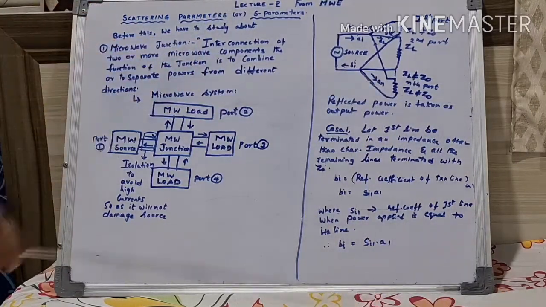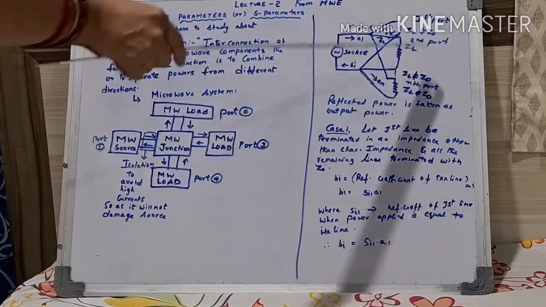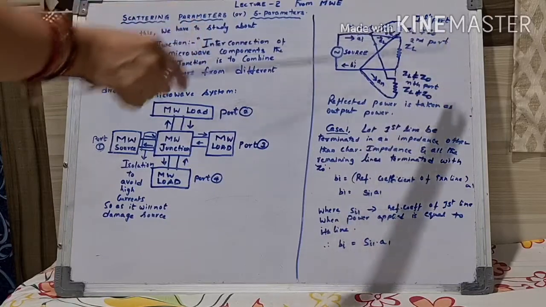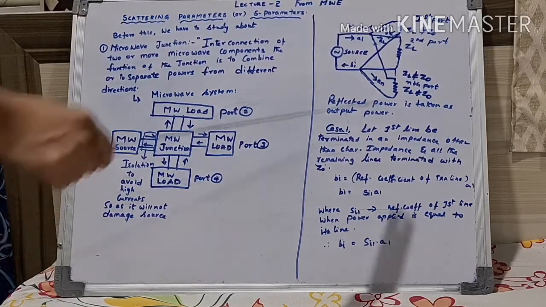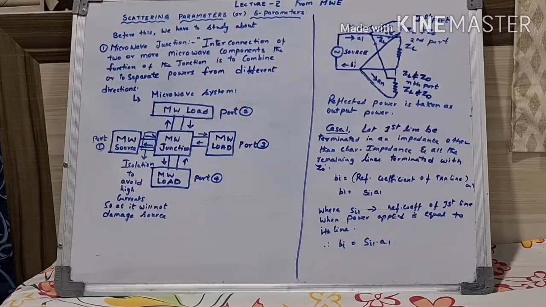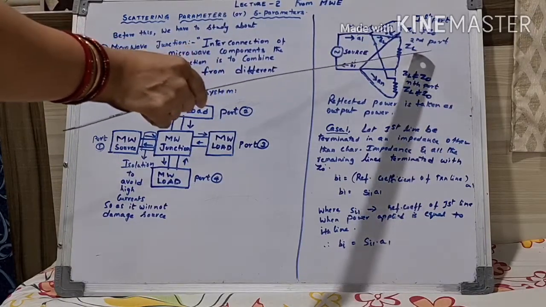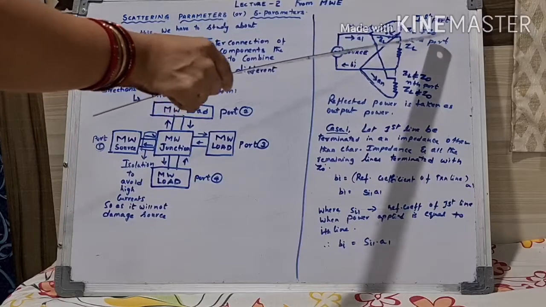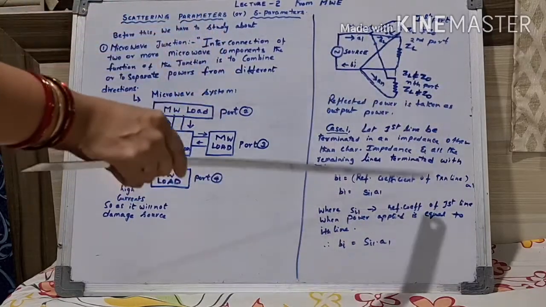This is the reflected power, and ZL is not equal to Z0 impedance. Z0 is the characteristic impedance. Already we know it from electromagnetic waves, EMW. So ZL is not equal to the characteristic impedance Z0. This is the first case if you take.